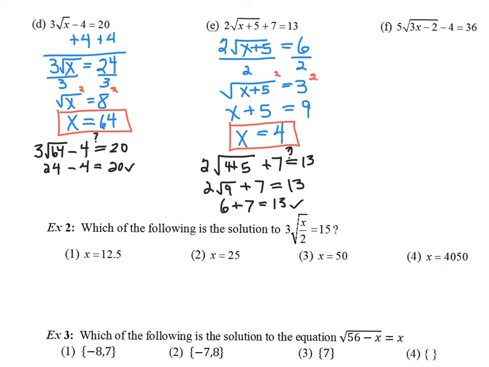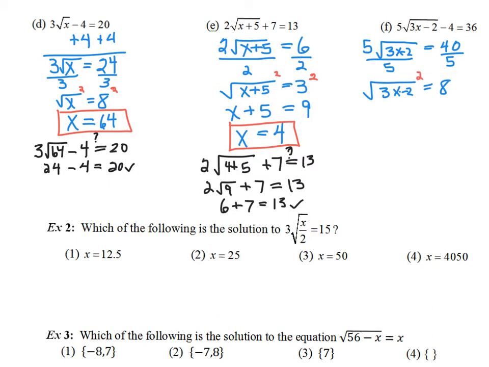For f, I want to first of all get the radical by itself. Let's add 4 to both sides of the equation. So now I've got a 40 on the right. Dividing both sides by 5, I have the square root of 3x minus 2 is equal to 8.